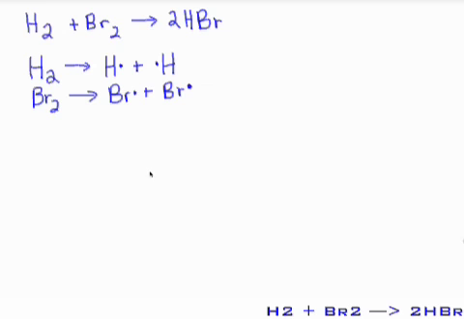Well, now how do I build an HBr? Well, I could envisage an H dot reacting with a Br dot. And that will give me my HBr. And because I've got two HBrs, this must happen, right, twice.